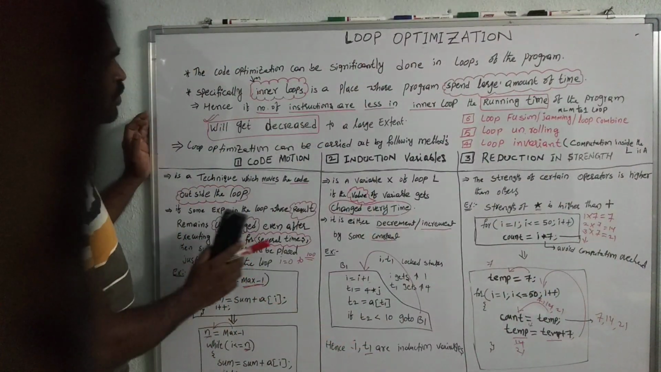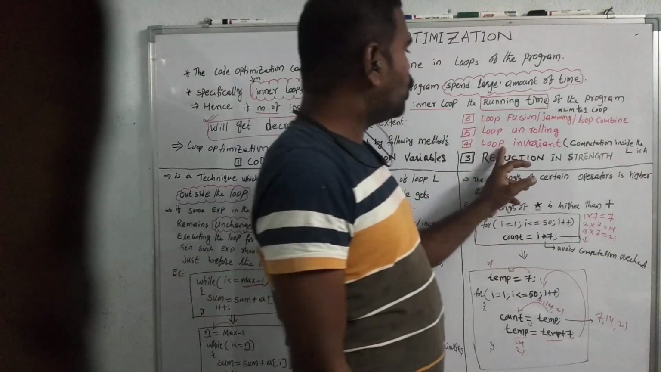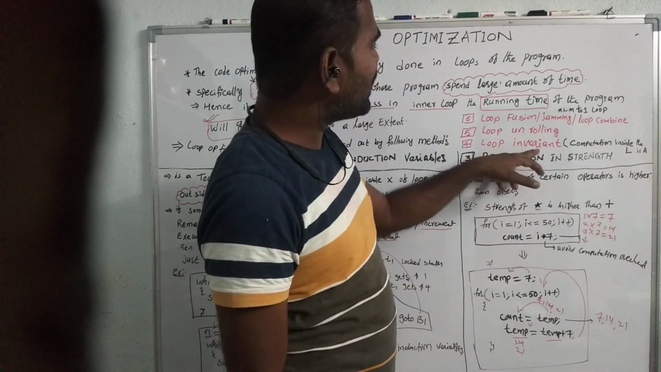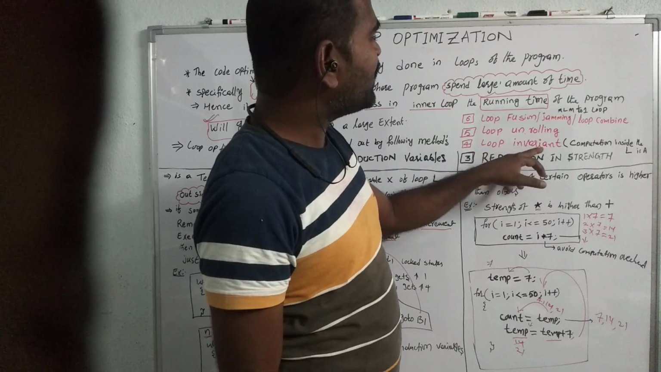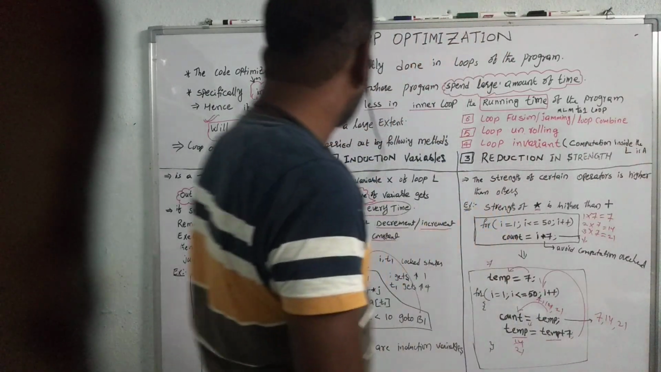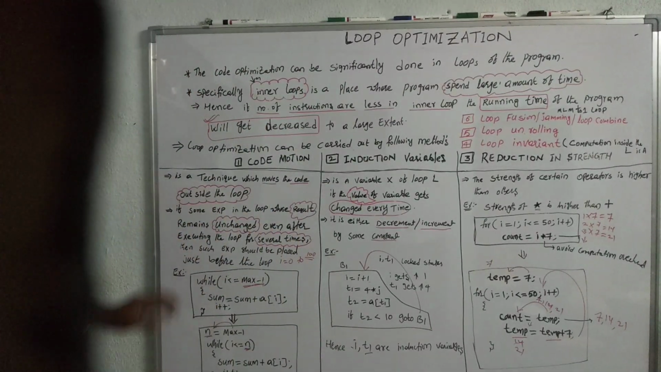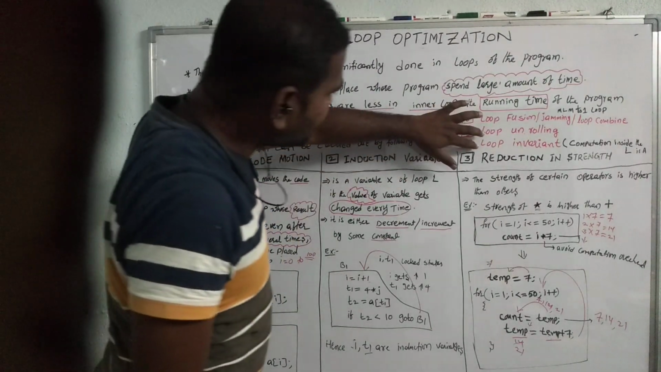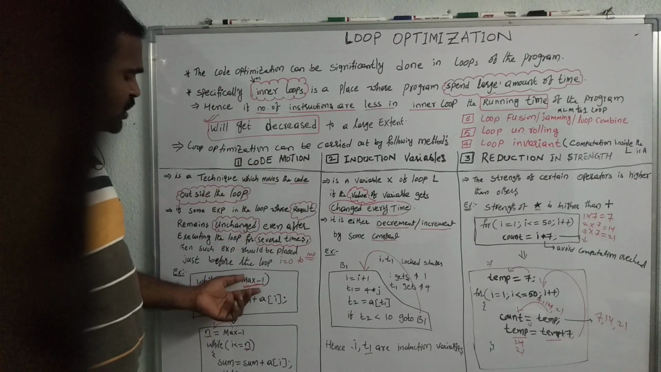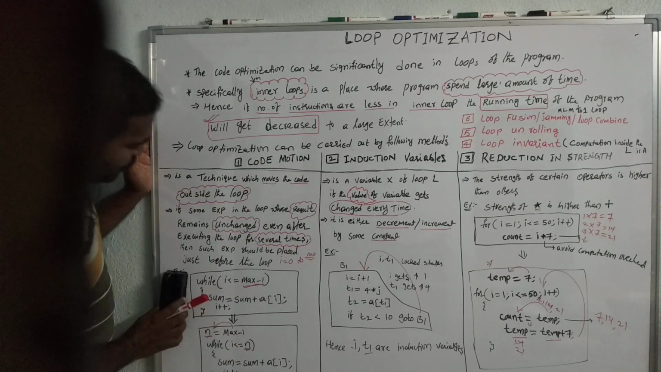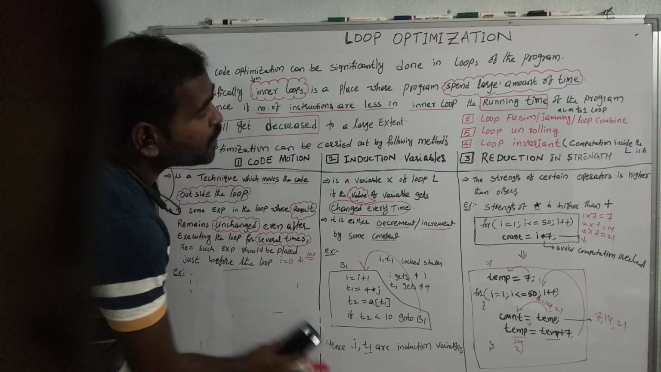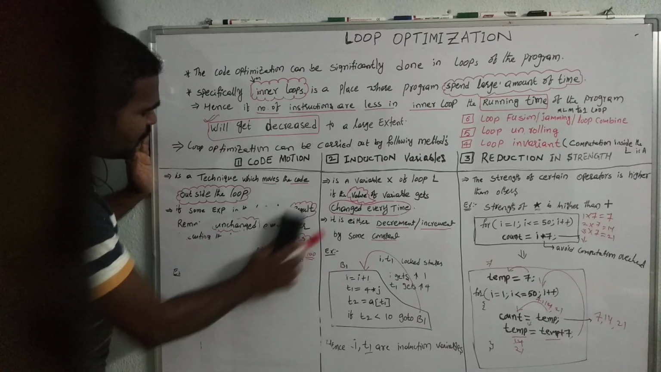Now I am going to discuss the loop invariant technique. What is the loop invariant technique? In the loop invariant technique, a computation inside the loop is avoided. This technique is somewhat similar to code motion. Suppose I want to take one more example for this loop invariant technique.